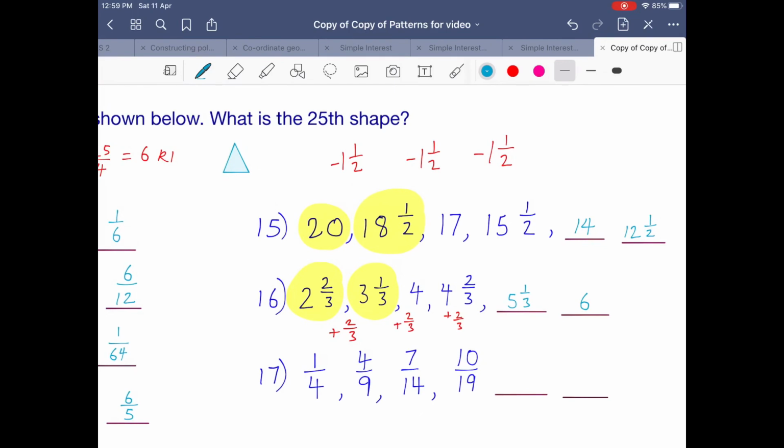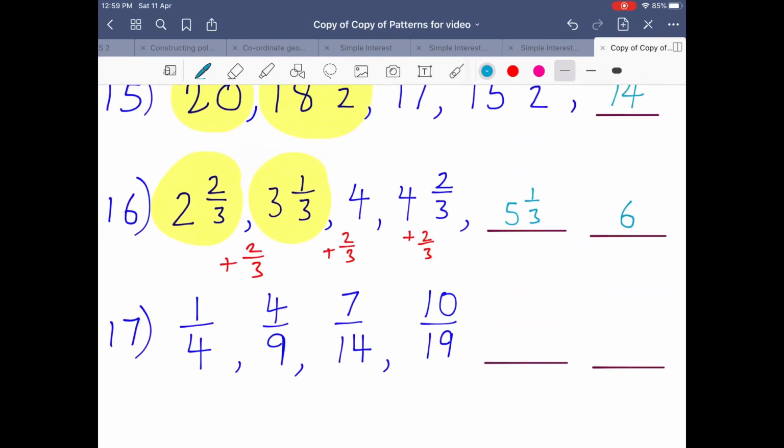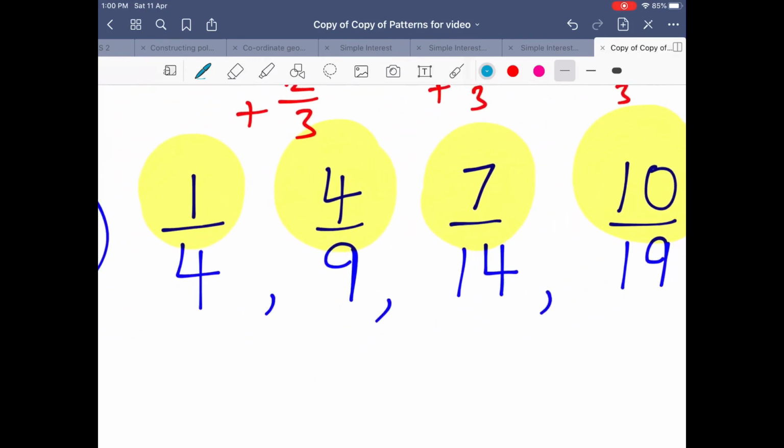And lastly, we are seeing that the numerator is increasing in some way. So from 1 to 4, that's plus 3. 4 plus 3 again is 7. 7 plus 3 is 10. So we know that 10 plus 3 is 13. So let's now look at the denominator.